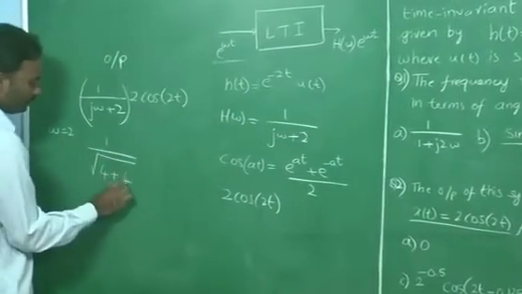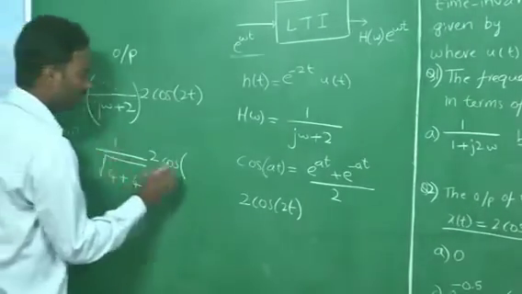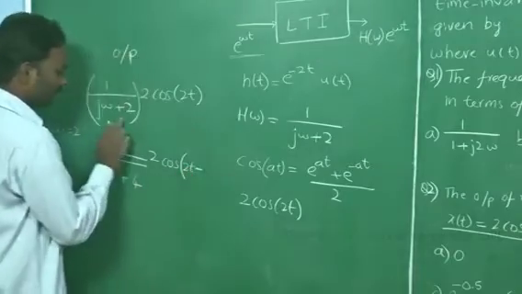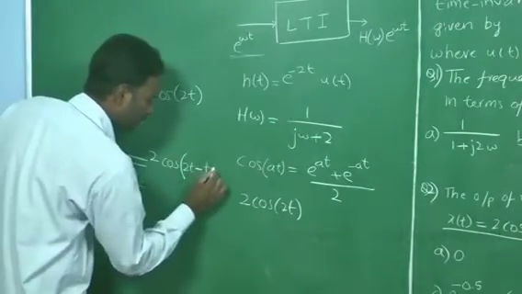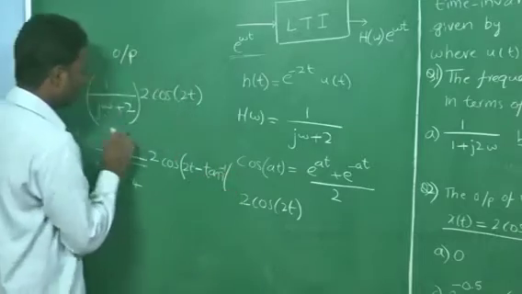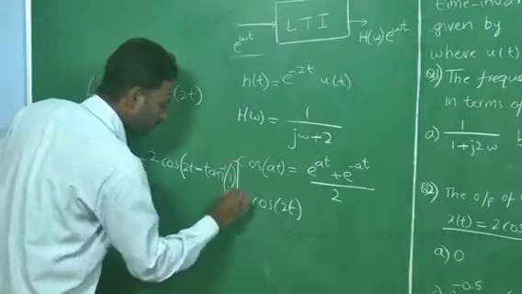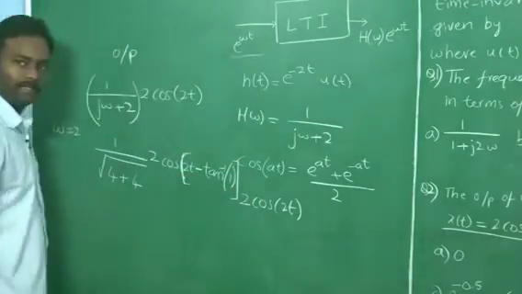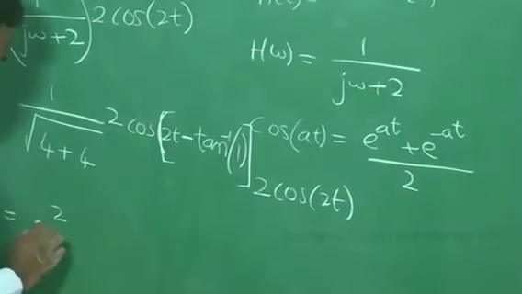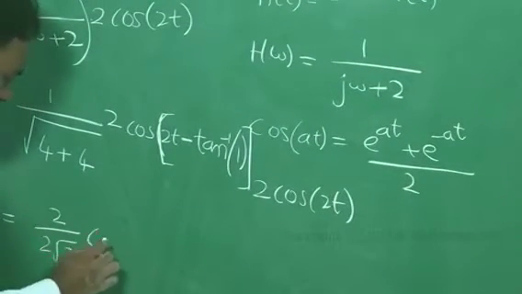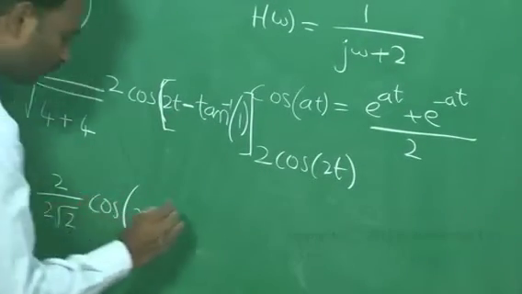So omega square will be 4, multiplied by 2 into cos of, the angle will be 2t minus, I am writing minus because we have this in the denominator, minus tan inverse of omega by 2, that is 2 by 2 is 1, that is tan inverse of 1. This is the output. Now this is 2 divided by root 8. We can write it as 2 divided by 2 root 2 into cos of 2t minus tan inverse of 1, which is pi by 4.